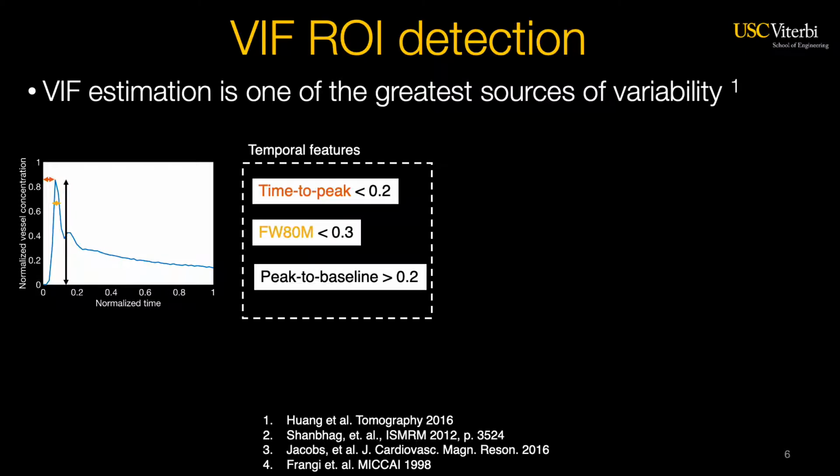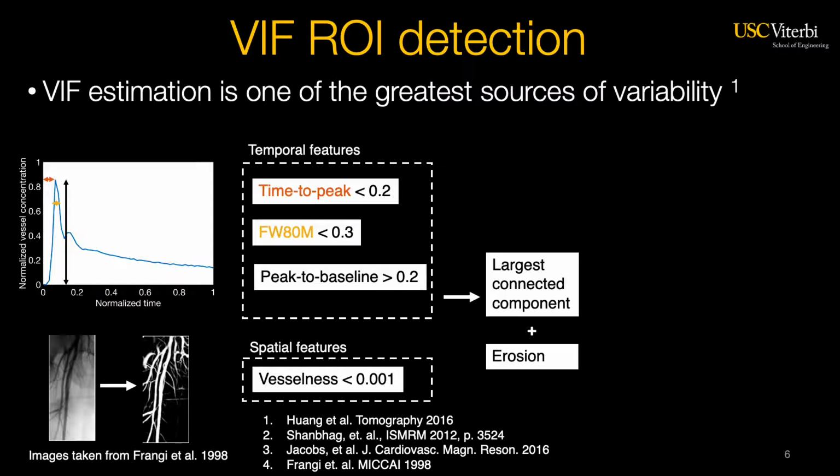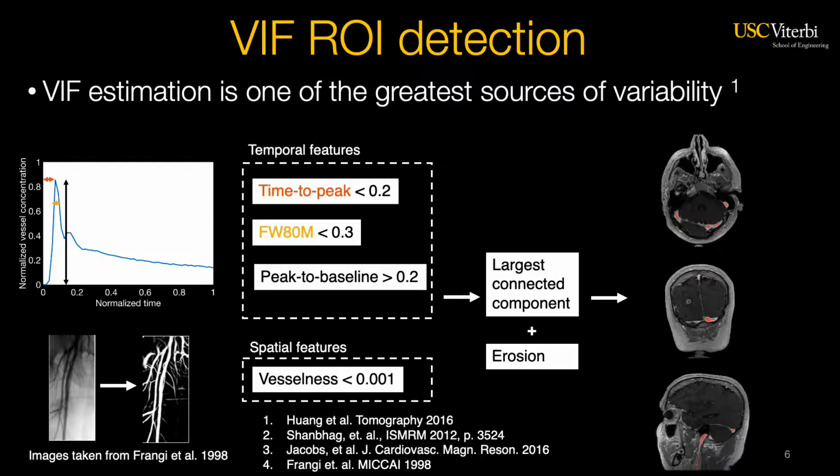As temporal features, we select for short time to peak, short full width at 80% maximum, and high difference of peak enhancement to baseline. We further added the spatial feature known as the vesselness to the list of vessel characteristics. We then chose the largest connected component as the vessel for vascular input function estimation. In the next step, we erode the 3D vessel to exclude potential partial volume averaging. You can see an exemplary result of this process on the right-hand side.